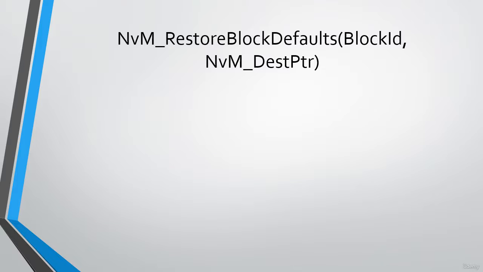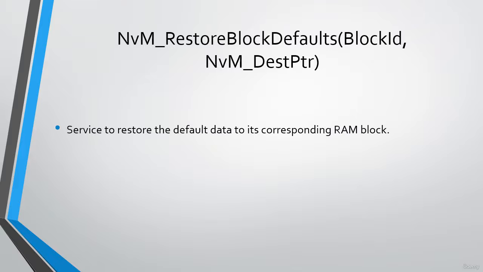The next API we are going to discuss is the NVM restore block defaults. The parameters are block ID, NVM destination pointer. This service or API is used to restore the default data to its corresponding RAM block. So in case some error happens, we get the default data, and this is copied to the corresponding RAM block. It's an asynchronous API and it's of type 2 category.